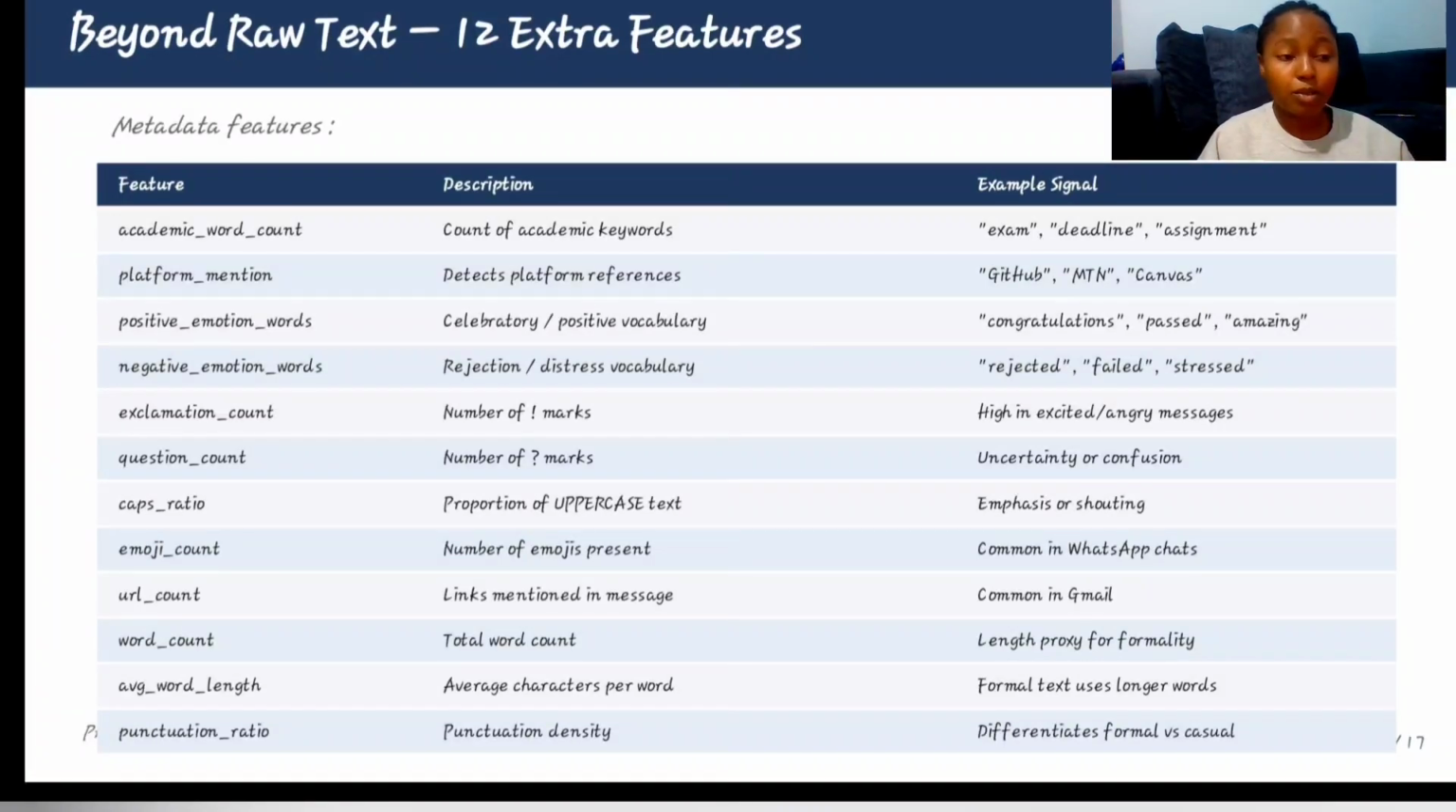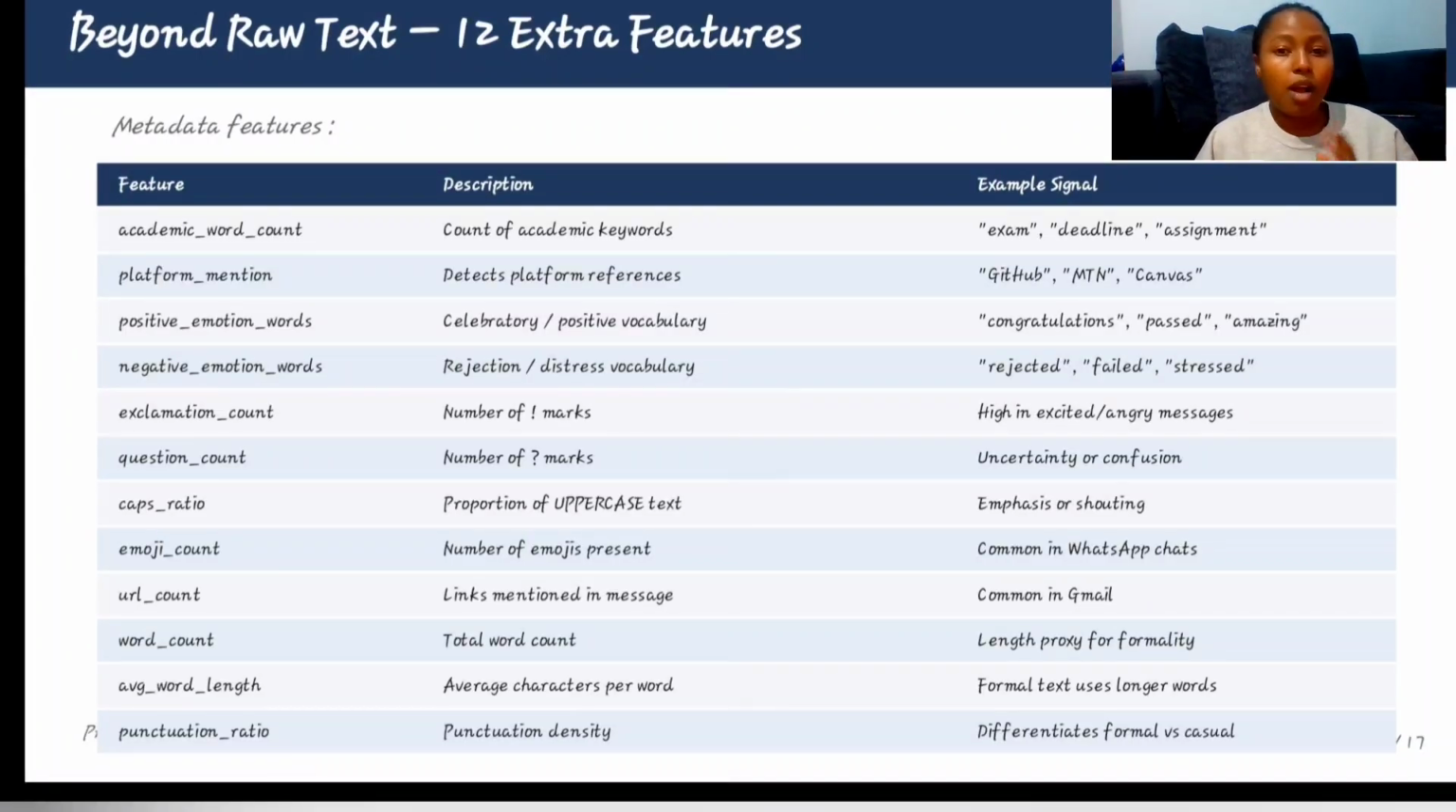Many exclamation marks could mean excitement. Question marks could signal confusion. We also detect words, academic words like exam, platform names like GitHub, or even emojis. All these things count because WhatsApp messages are very different from Gmail. So these two features give our models extra human-like clues.